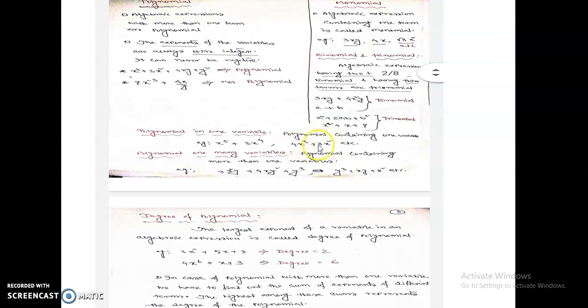X is present as only one type of variable, but it is a polynomial. So that's why they are under the category of polynomial in one variable. Now, polynomials in many variables.